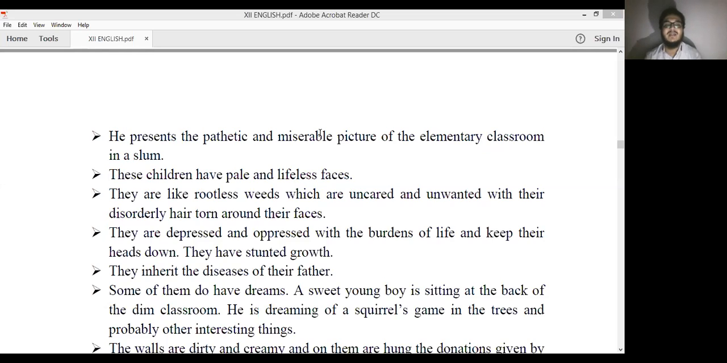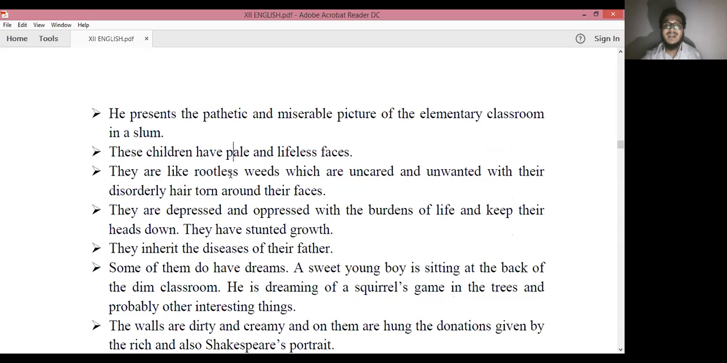Next line is talking, they are like rootless weeds, which are uncared and unwanted, with their disorderly hair torn around their face. So students, you can see the next line. They are like rootless weeds. Their hairs are compared with roots.